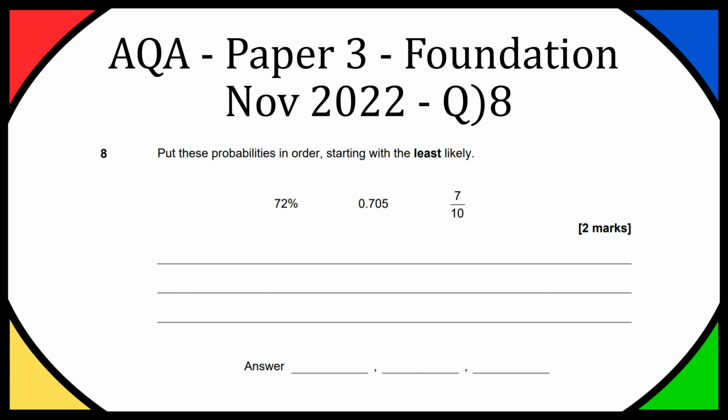Hey everyone, so today we're going to be doing question 8 and we need to put these probabilities in order, starting with the least likely. So we've got 72%, 0.705, and we have 7 over 10, which is 7 tenths, and it's a 2 mark question.